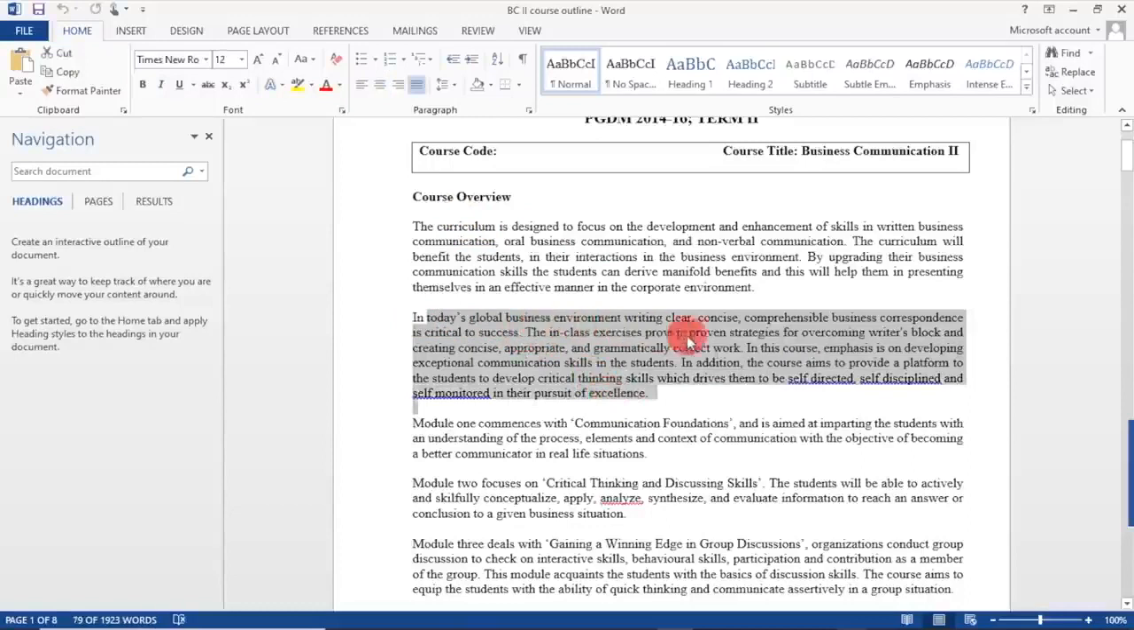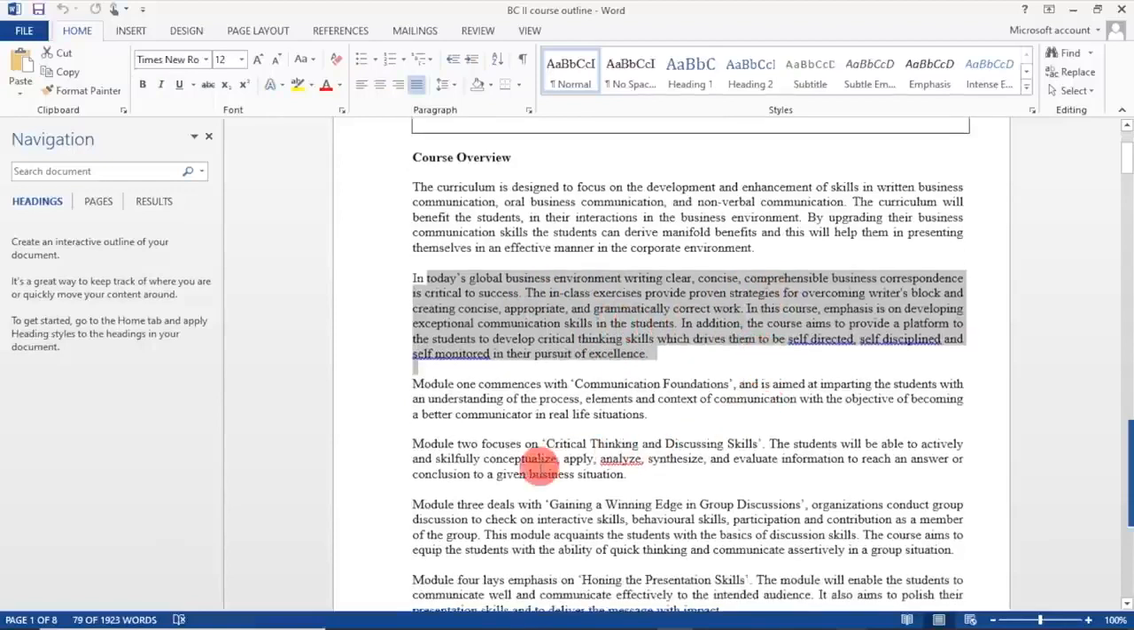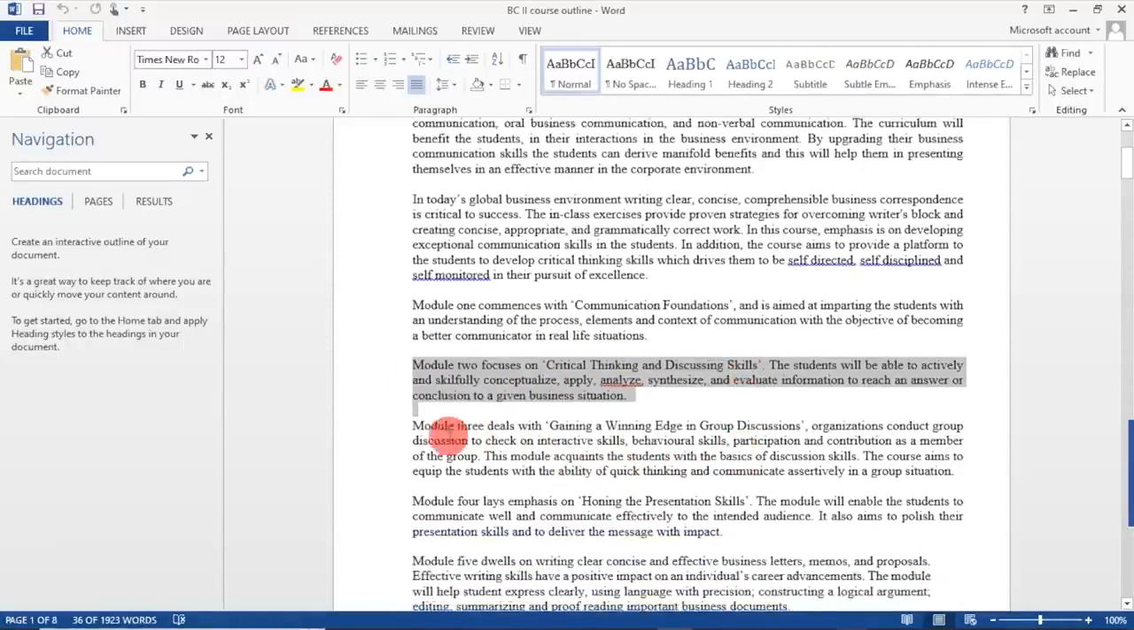It suggests why business communication is important and what exactly it is going to achieve after you have completed this course. And then what is module 1 focusing upon, what is module 2 focusing upon. Module 2 focuses upon critical thinking and discussing skills. So the whole module is emphasizing on this.